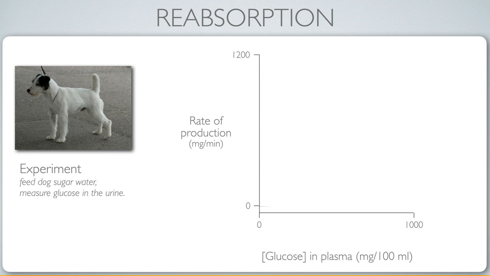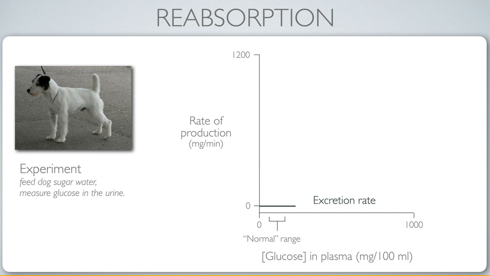And what might be a little surprising is that at first, at low concentrations, you don't see any glucose in the urine. So maybe that's not surprising, because after all, glucose is a really essential nutrient that all of the cells of the body use to produce ATP. So that's good stuff that we don't want to be urinating out.